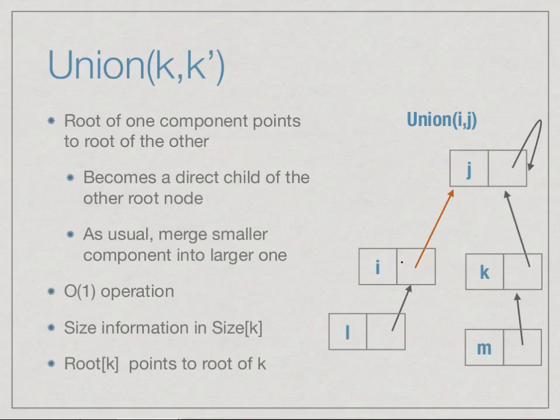So whether to make i point to j or j point to i is an order 1 operation. That's because we have the size information to tell us the size. We don't have to go through the component to find its size, and we have this root information that directly tells us where the roots of the two partitions are. So we just have to go directly to that place and make one point to the other or vice versa.